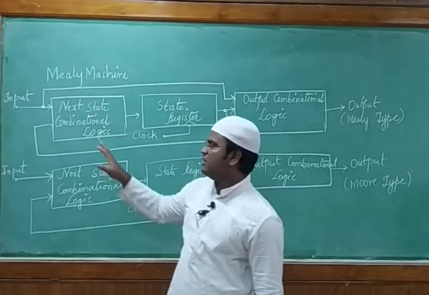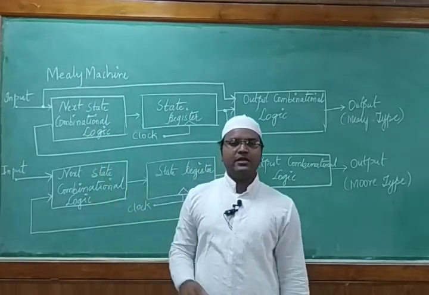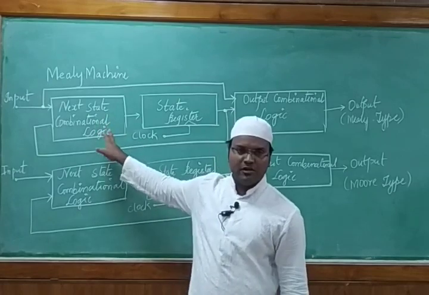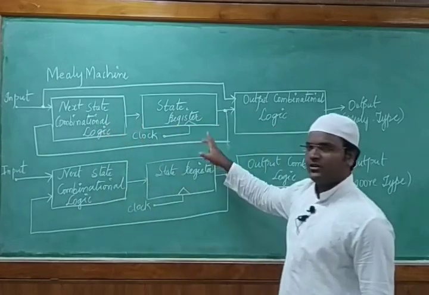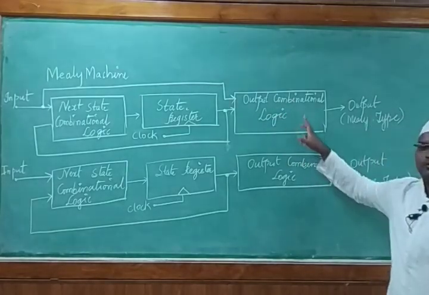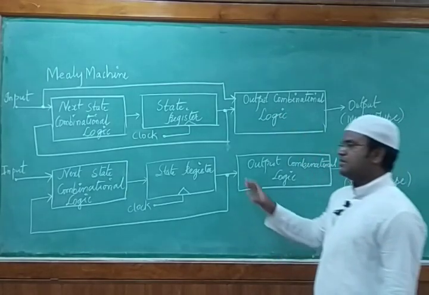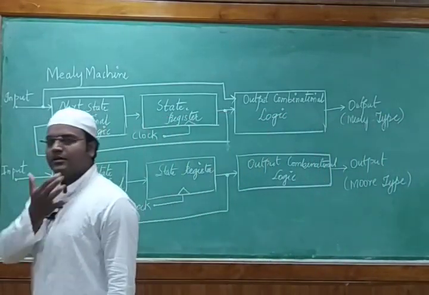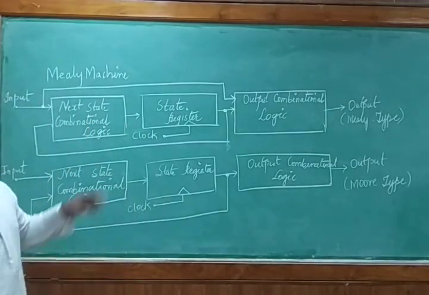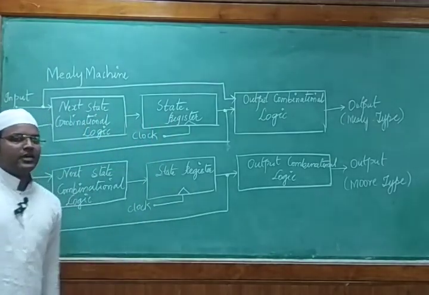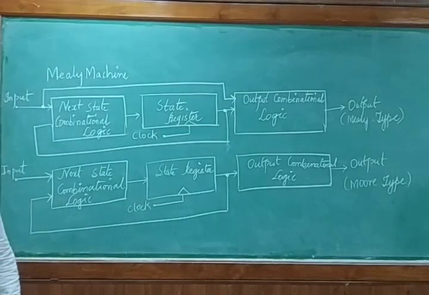So in that, as you can see here, it consists of three blocks. One is the next state combinational logic. Next we do have a state register. Next we do have output combinational logic. The basic thing we are going to see here is how we are giving the input and the states, what the different states of Mealy type of machine are, and how it is going to take that particular value.